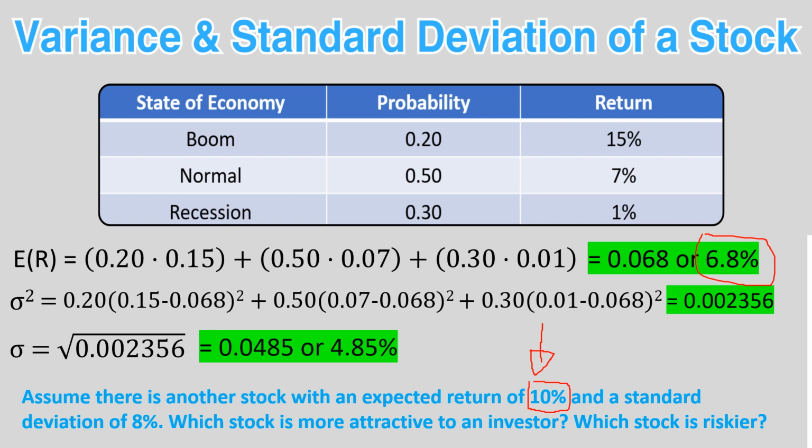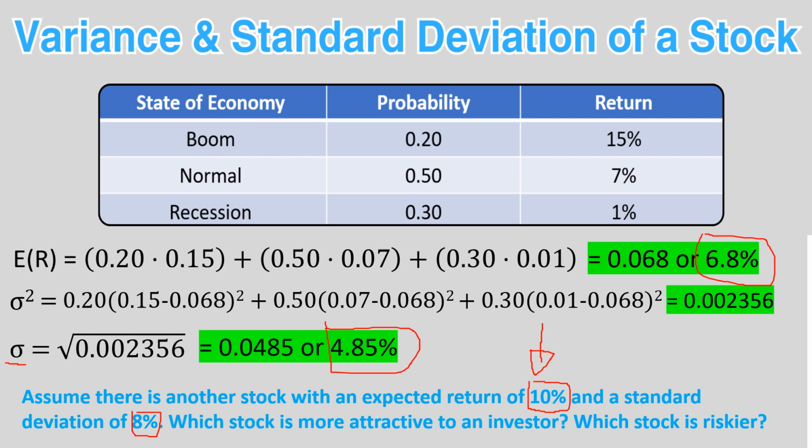Now let's answer which stock is riskier. Remember, our standard deviation is our measure for risk. The lower the standard deviation is, the less risk of the stock. So the lower the standard deviation, the more certainty we have of the return of the stock, and the less volatile and risky it is. So our standard deviation is 4.85%, and the standard deviation of this other stock is 8%. So the second stock is more attractive to investors, and now looking at the standard deviation, is also riskier.